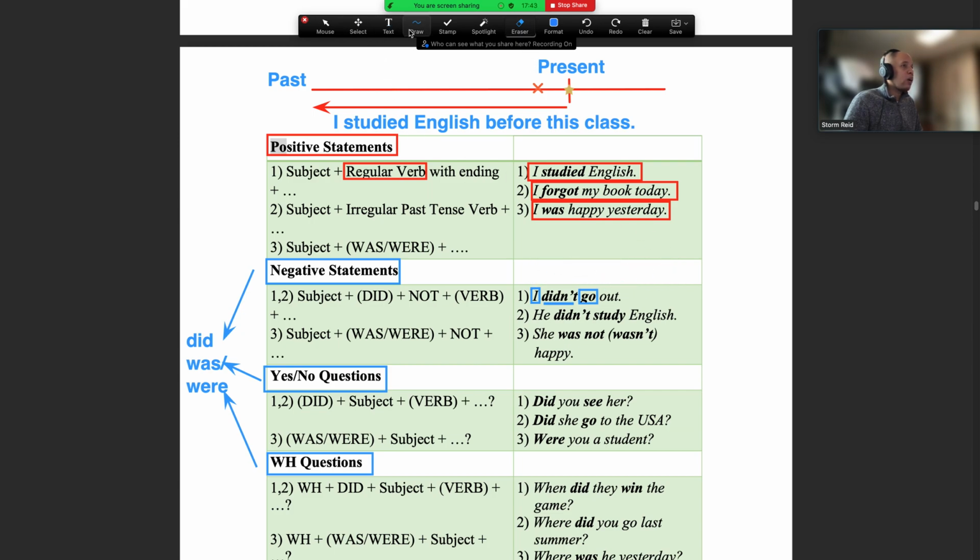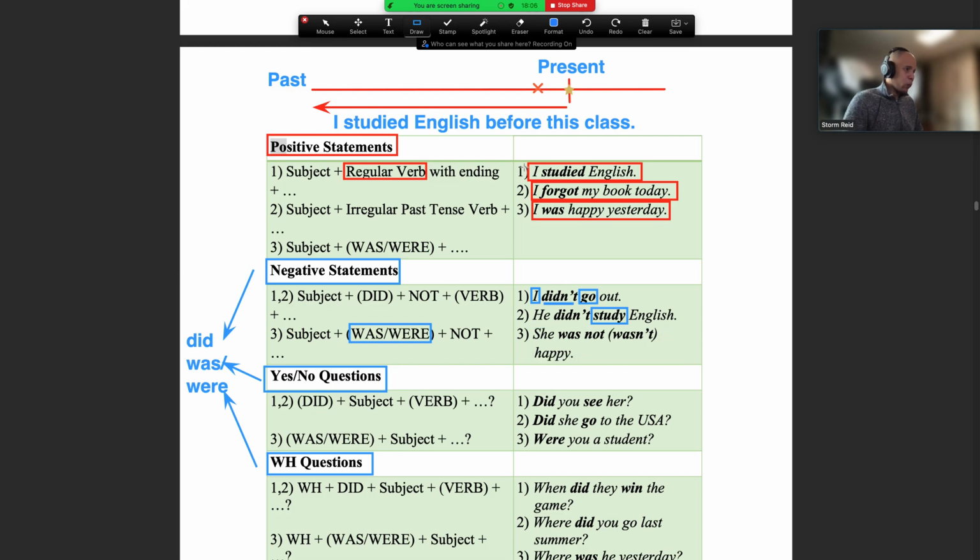So same thing here, guys. I didn't go. I didn't study. Not I didn't studied. All right. I didn't study English. And when we're using 비동사, be verb, was, were. Right. So again, is it I? Is it he, she, we, they? You have to check and then make the sentence. Right. She was not, wasn't happy.